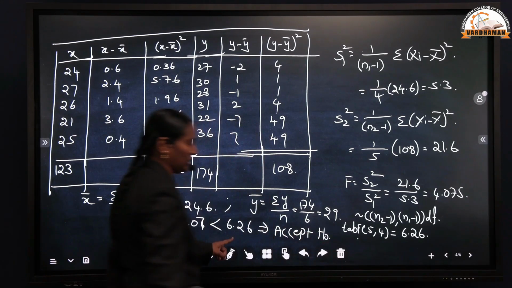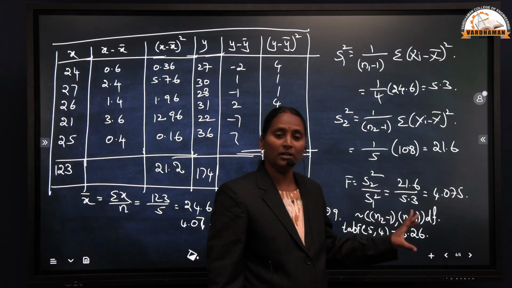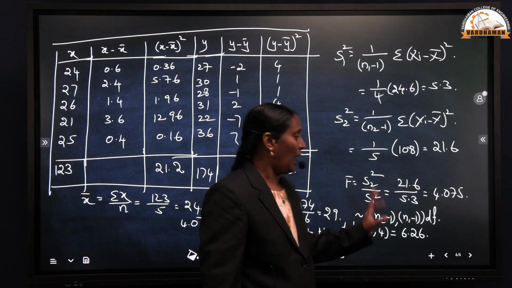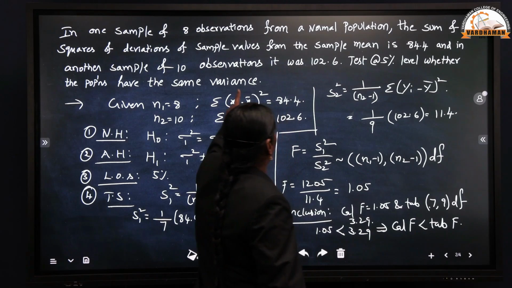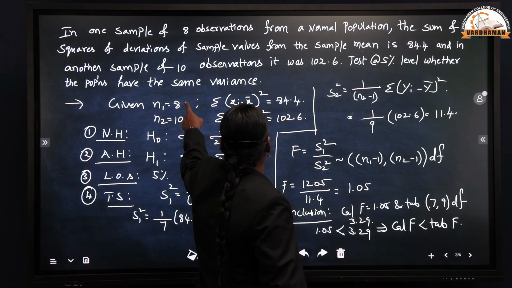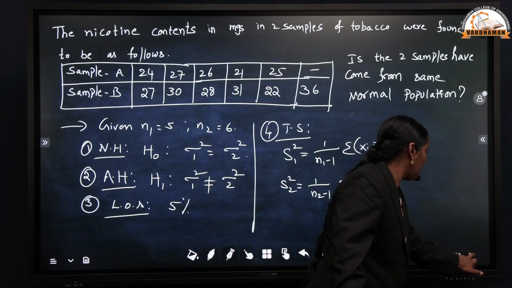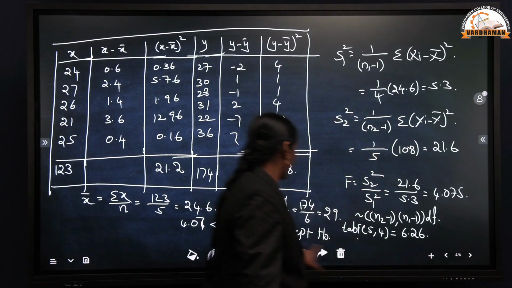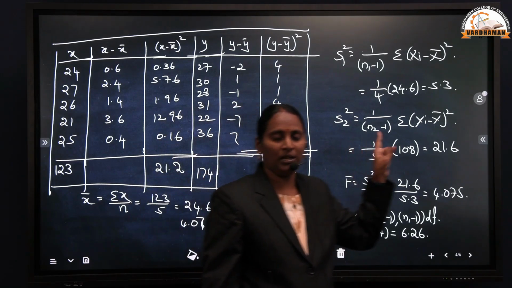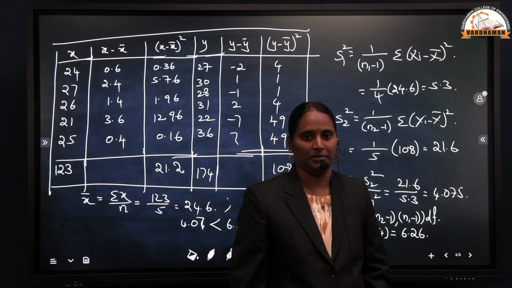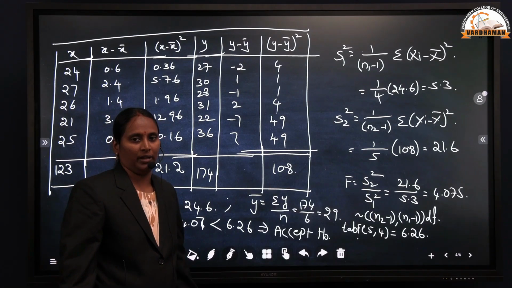Accepting H naught means we conclude that there is no significant difference in the two population variances. Our given problem asks whether these two populations have the same variance, and this is what we accept: the two samples have been drawn from the same normal population. In this way, we conclude the F test for two population variances.